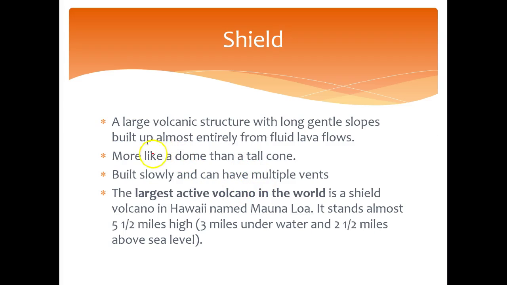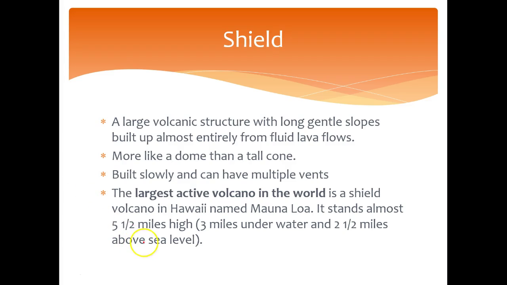Now a shield volcano, they're the gentle giants. It has long, gentle slopes. They are not steep at all. Basically, you just have lava, fluid lava that continually piles up on top of each other over and over. It's more like a dome than a cone, and they're called shields because they look like as if you were to take an ancient shield and lay it on its side.